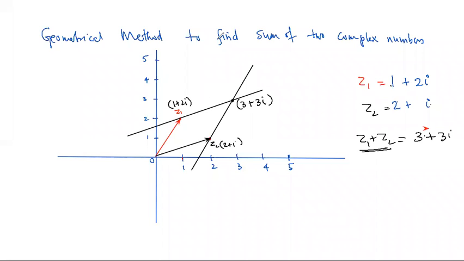So this particular line is nothing but Z1 plus Z2. Automatically it will become Z1 plus Z2. Have you understood? Yes, sir. Everybody followed? Yes, sir. Okay.